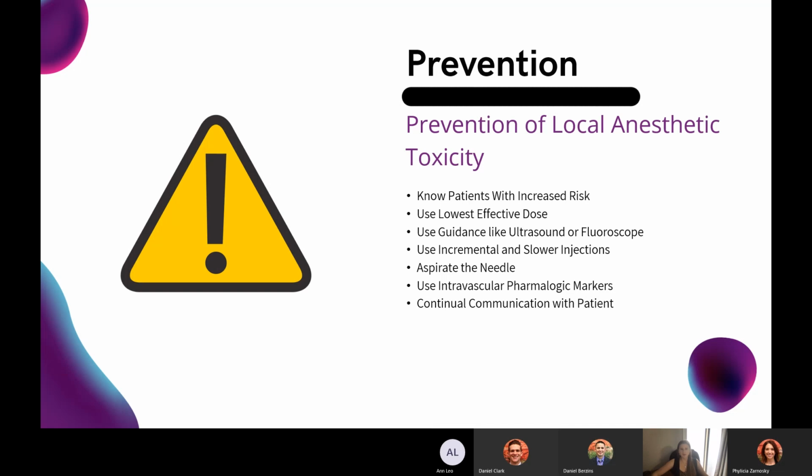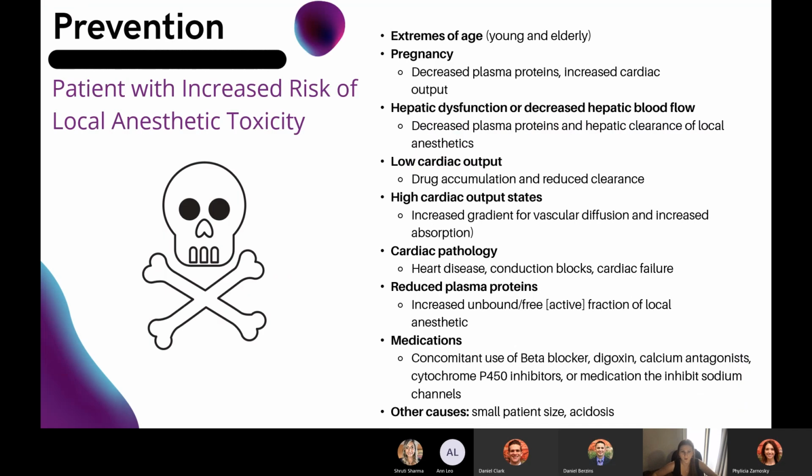Continually communicate with your patients during the procedure. Make sure that they're not experiencing any of the toxic symptoms. Don't get lost in your procedure and fail to communicate with your patient. Each of these steps will only help you prevent local anesthetic toxicity so much. But if you're prepared for local anesthetic toxicity, you'll be able to quickly respond and avoid life-threatening situations. That's what we're going to talk about here today. Let's go into all of these a little bit closer.